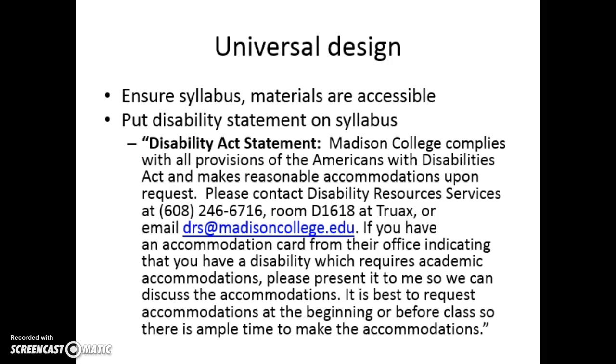And lastly, universal design. Make sure everything is accessible, including the syllabus. And please make sure that you include this syllabus statement or this disability statement on your syllabus. You can copy it right from here, or you can copy it from the syllabus template that's on our Madison College webpage.